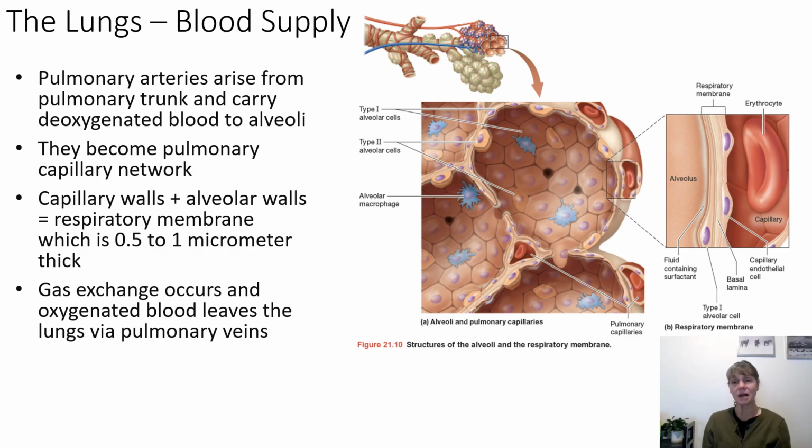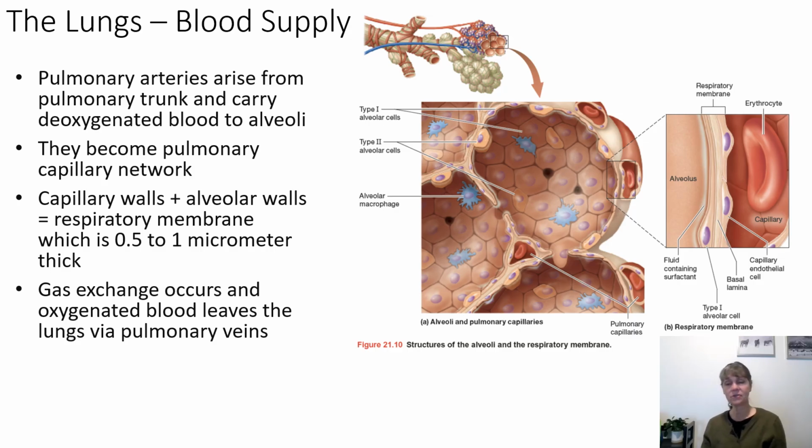When we look at the blood supply for the lungs, we have pulmonary arteries that come from the pulmonary trunk off of the right ventricle of the heart, and those pulmonary arteries will carry deoxygenated blood as the arteries branch into smaller blood vessels, arterioles, and finally capillaries, where they turn into a pulmonary capillary network. And the capillary walls plus the alveolar walls are what make up, again, what's known as the respiratory membrane.